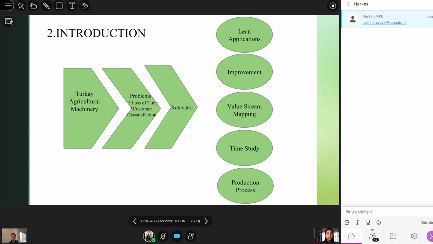Rotavator is a part of agricultural machinery used to plow the land, with a set of blades that cut, crush, mix, and level farm soil in one pass. Welding is a bottleneck in the rotavator production. Therefore, it was decided to improve the production process of this machine and address the problems in the factory.